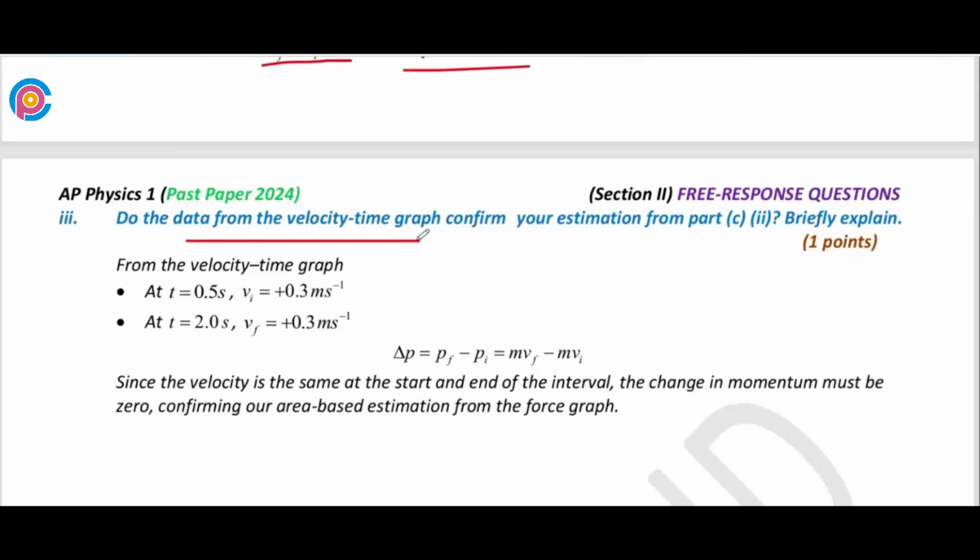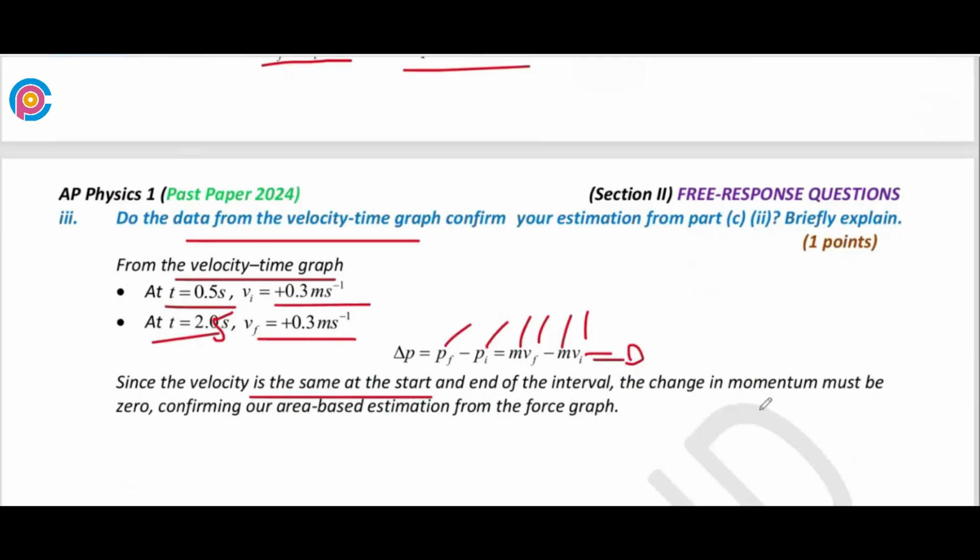Okay, do the data from the velocity-time graph confirm your estimation from part C? Briefly, from the velocity-time graph, at time 0.5 the velocity is +0.3, and at 2.5 there is also +0.3 meter per second. So the change, final minus initial velocity, is the same. Sorry, that's 2.5, not 2. That's 2.5. Now the velocity is the same at both instants. The mass is already the same, the velocity is the same, so there is no change. So we can say that the change in momentum is equal to 0.